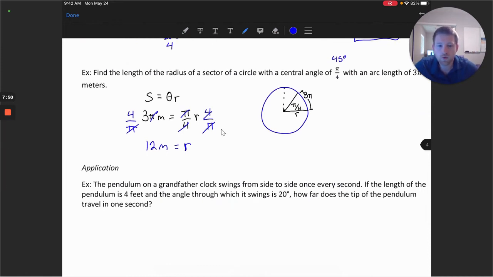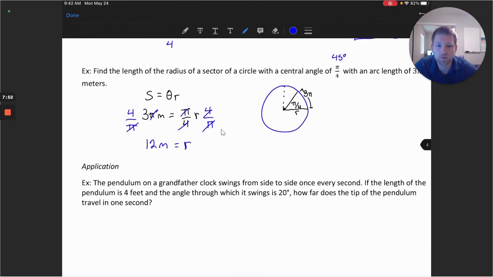All right, so those were pretty straightforward in terms of their components. There's not a lot of interpretation for those questions. So let's go into some applications where we might have to interpret some sort of a story problem.